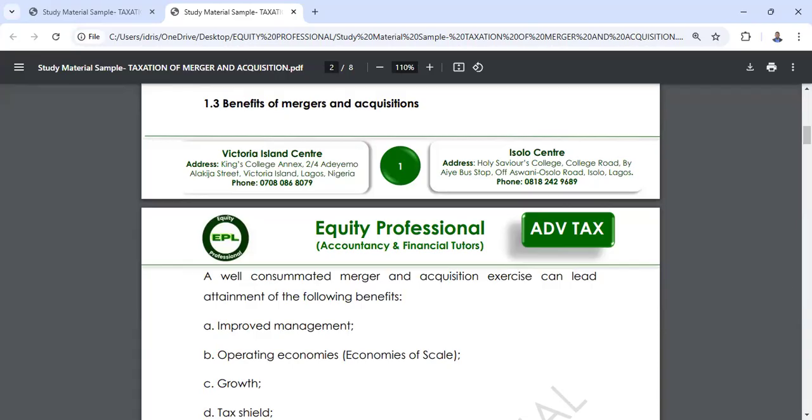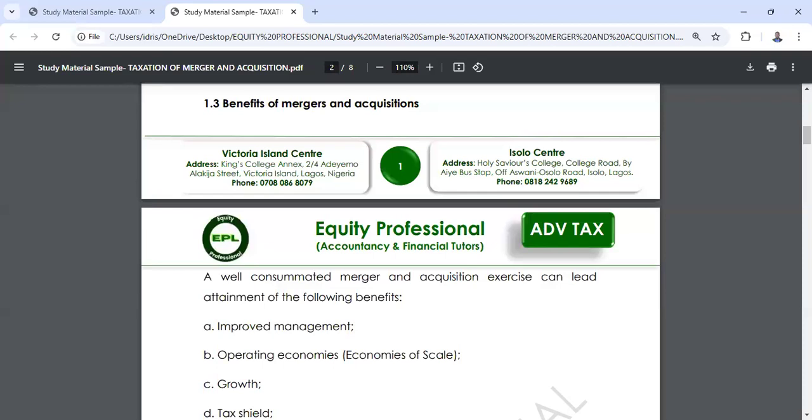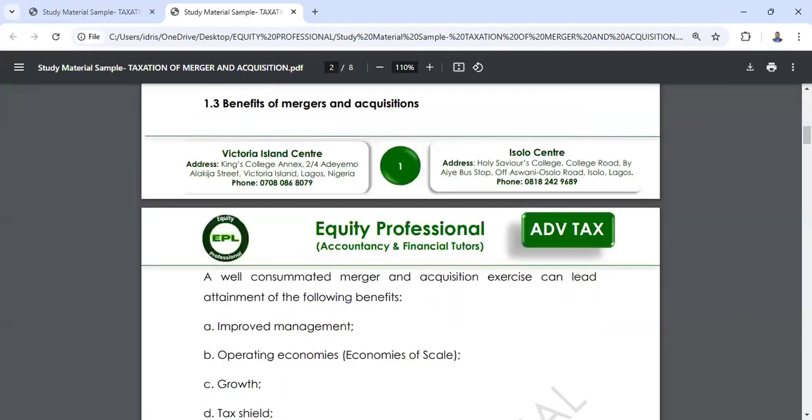Another benefit is profit growth. The profit of the company will improve. That is profit maximization. The profit of the company will improve when two companies merge together or when one company acquires another company. There will be increase in profitability.